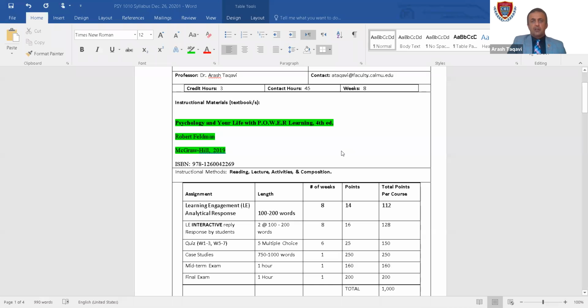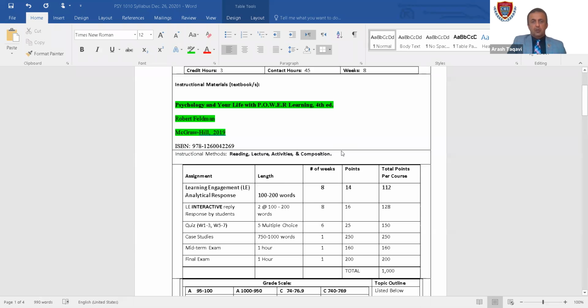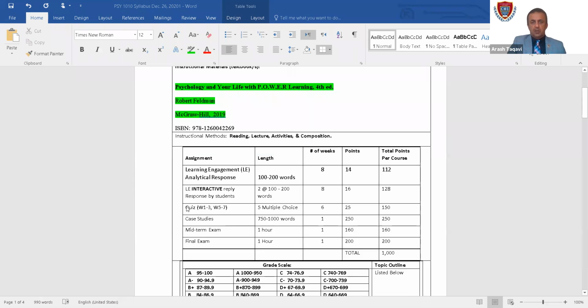And you have, like other courses, 8 weeks. Each week, you have a weekly quiz. As you see here, the quiz has 5 multiple choice questions, and there are 6 quizzes, except week 4 and week 8: weeks 1, 2, 3, and weeks 5, 6, 7. Each quiz has 25 points, and finally 150 points of the total 1,000 points are related to your weekly quizzes.